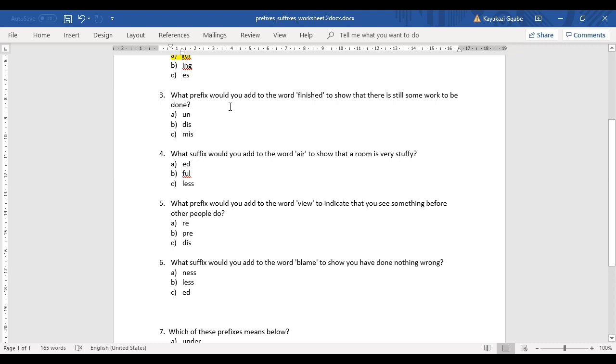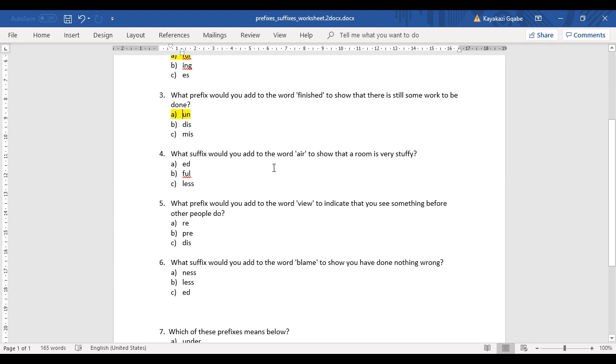What prefix would you add to the word finished to show that there is still some work to be done? Okay, so would we add misfinished? No. Disfinished? No. We would add unfinished to show that there's still some work to be done. Okay, so the answer here would be A. Okay, and then we go to number 4.